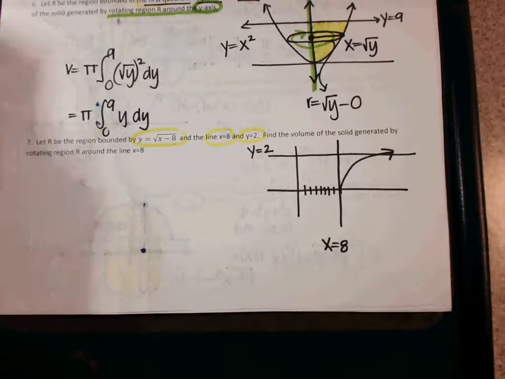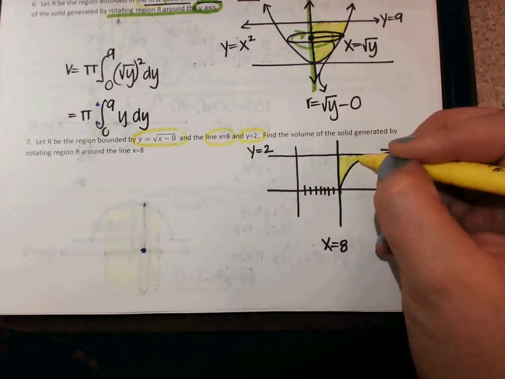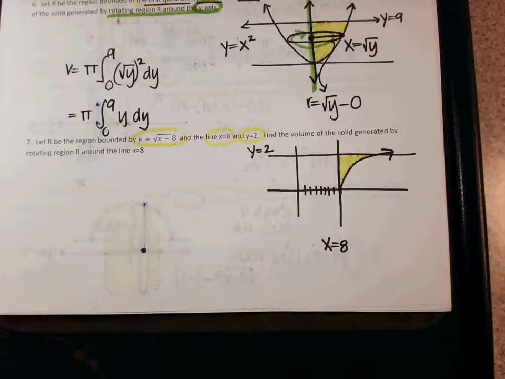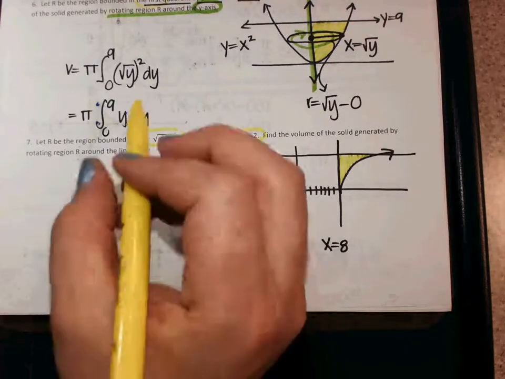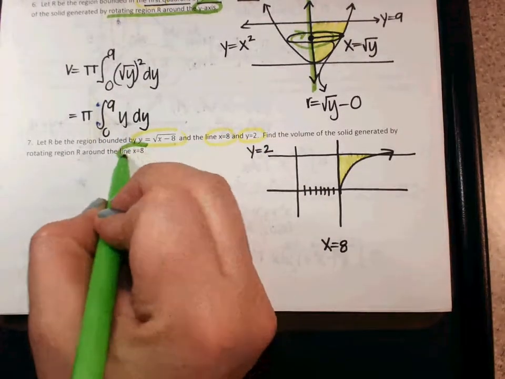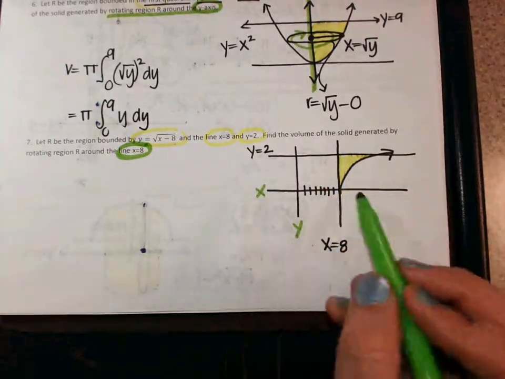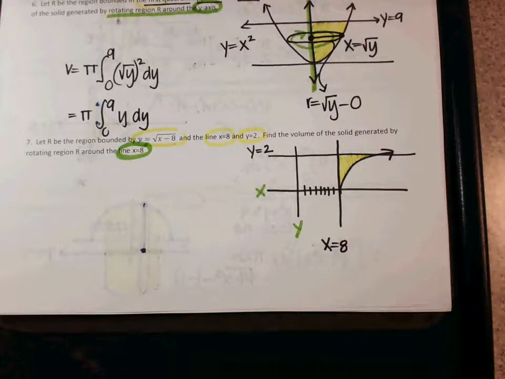So my region would be this little triangle, like that. What does it say we're revolving around? X equals 8. Okay, now this is important. If your x-axis and y-axis are way over here, is either one of your sides going to be 0? No, you're not over by the x-axis or the y-axis. So draw in the other half of your shape.